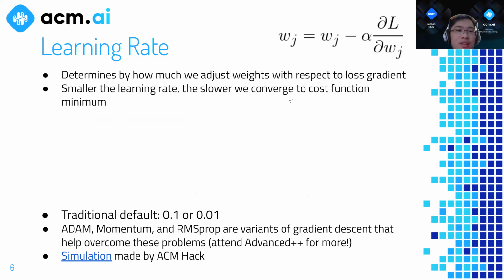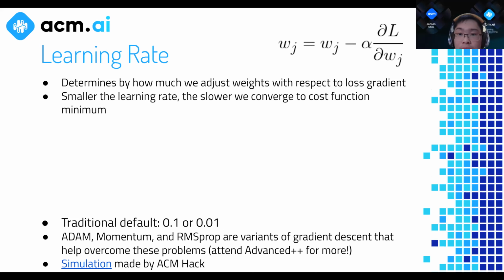In order for our gradient descent algorithm to function properly, we have to find the right value for this value called the learning rate. The learning rate is the step size of our gradient descent algorithm, and it determines by how much we adjust our weights with respect to the loss gradient. Mathematically, the learning rate is represented by the alpha in the expression at the top.